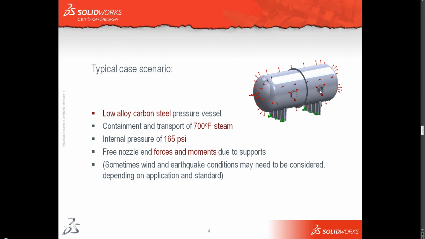We're going to assume that there is some form of pipe attached to the open nozzle, and during transit, say for example, the pipe might exert some forces and some moments onto that nozzle flange just there. So we're going to simulate that as well. It's also worth noting that sometimes you might have to include wind effects and earthquake conditions, etc. We're not doing that here, but it's just a typical sort of scenario that we might have to consider for one of the pressure vessel codes.